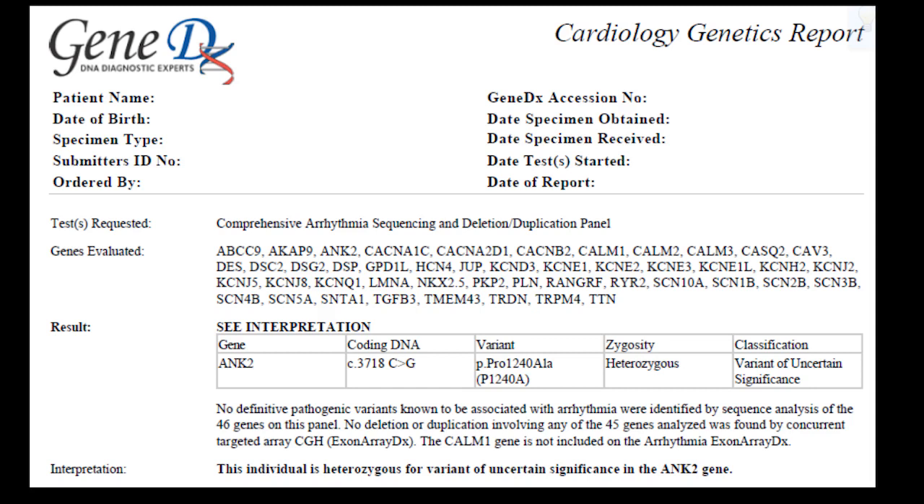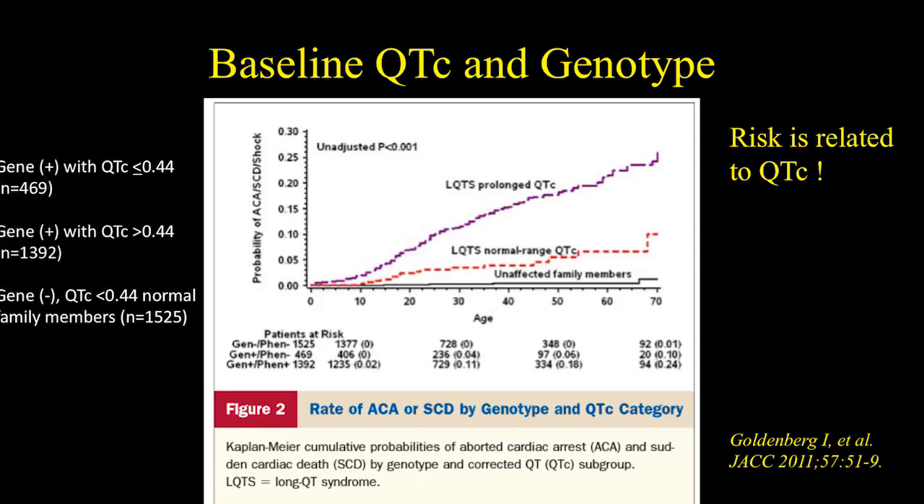And so it raises the issue of having genetic counseling. If you're going to deal with this, you better have someone that you can send them to for genetic counseling, so that the patient and their family aren't told that they have this terrible mutation, which may be nothing, okay? Really important. Well, the baseline QTc is the most important in figuring out the risk.